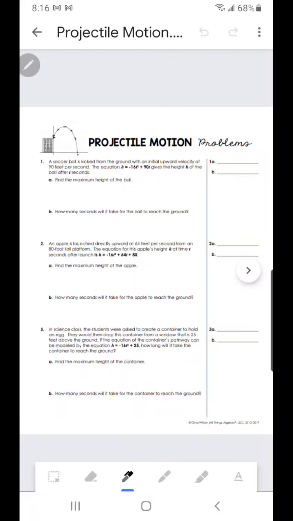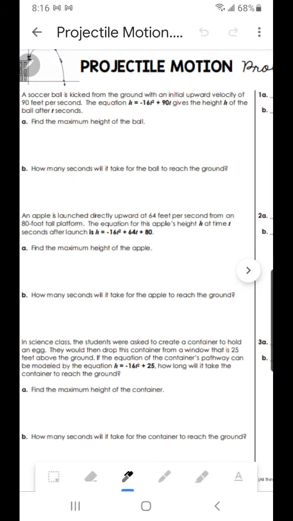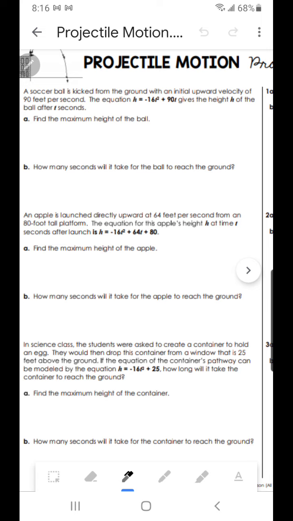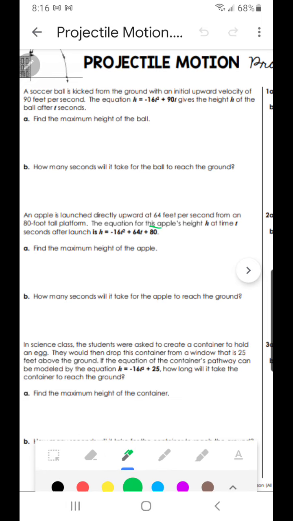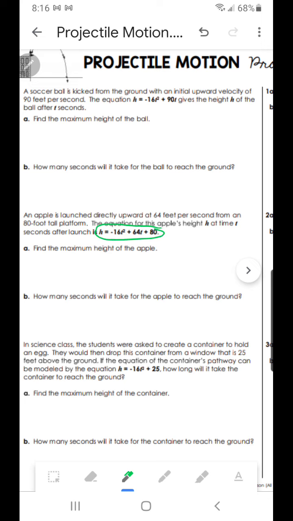Okay, so let's go ahead and look at number 2. So here we're talking about an apple being launched directly upward 64 feet per second from an 80-foot platform. In this first couple of sentences, we really don't need to know anything except the equation. They're giving us the equation. We don't need to build the equation or anything like that.